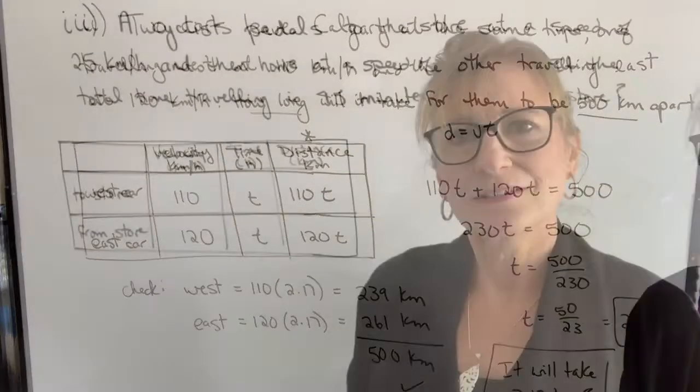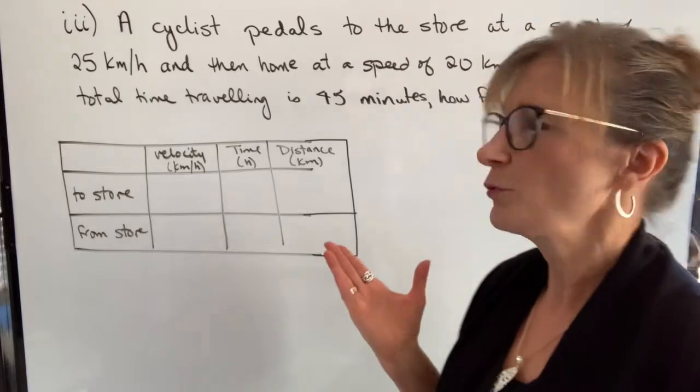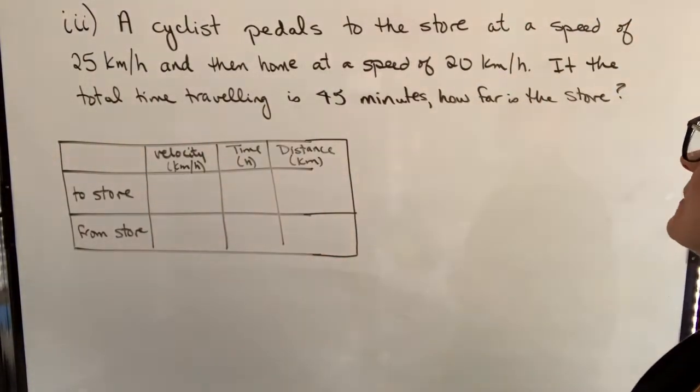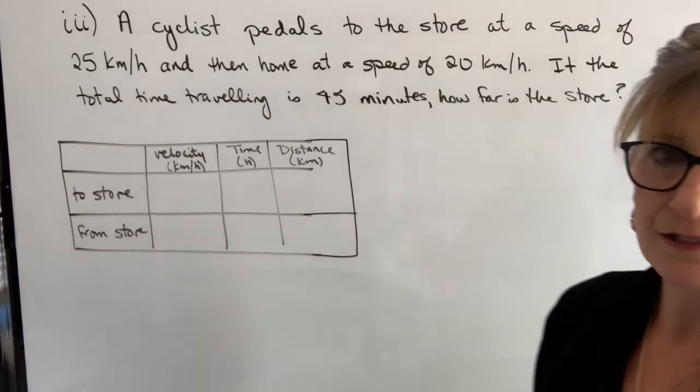And we're done. All right, our last example is a little bit different than the previous ones, as you're going to see. Let's just read it first. A cyclist pedals to the store at a speed of 25 kilometers per hour and then home at a speed of 20 kilometers per hour. If the total time traveling is 45 minutes, how far is the store?